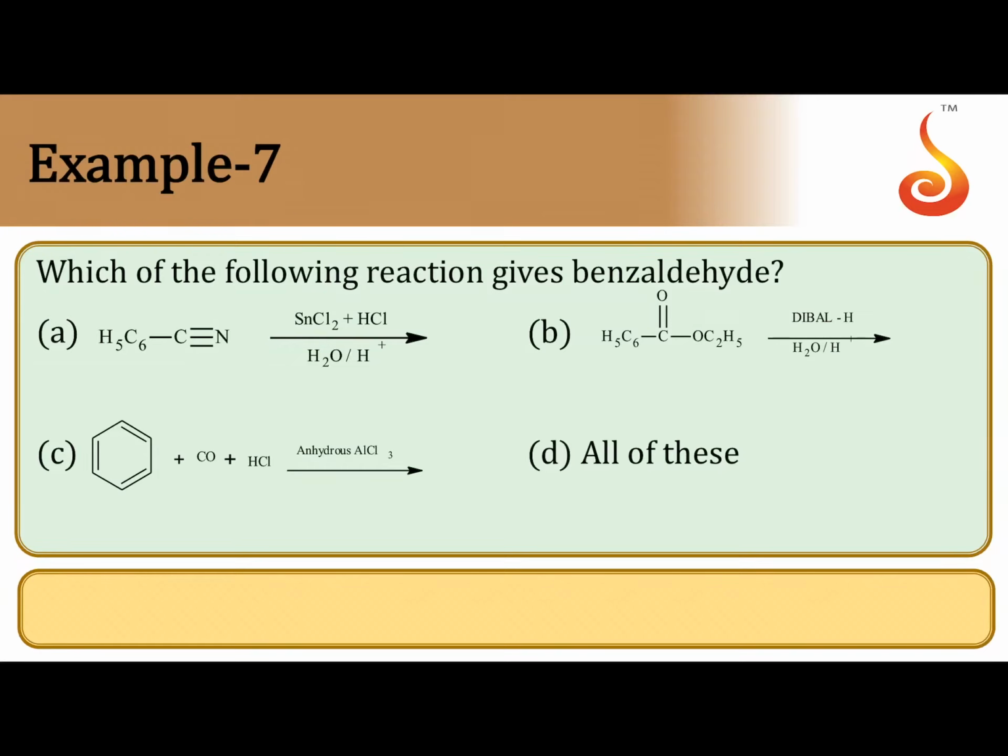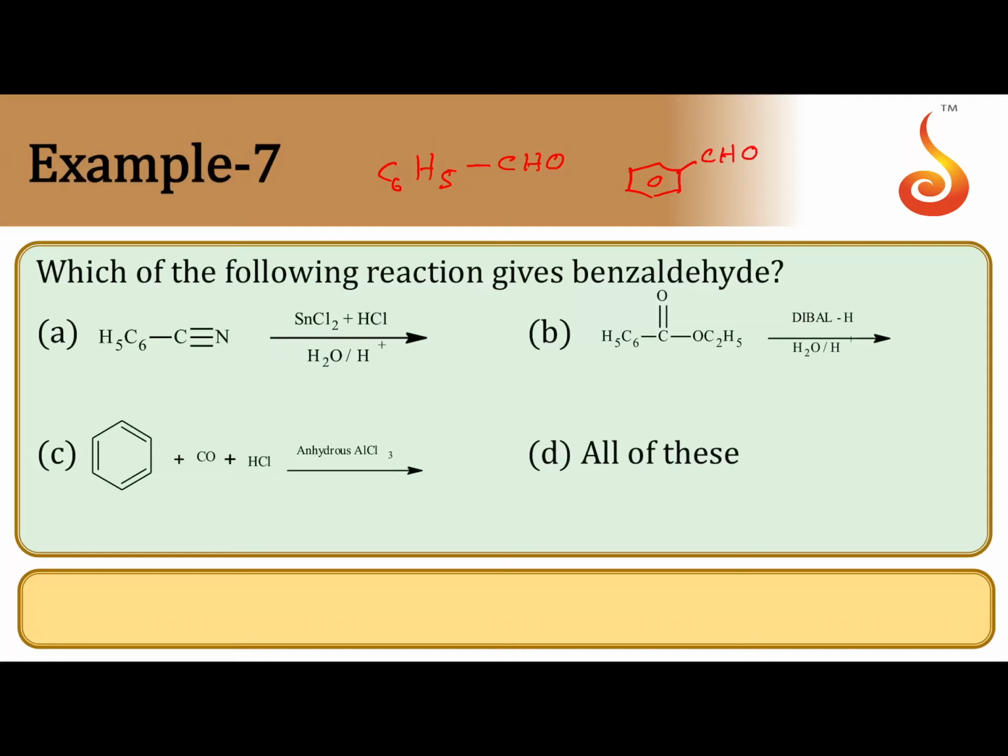Which of the following reactions gives benzaldehyde? Benzaldehyde is nothing but C6H5CHO. This is benzaldehyde. CHO is directly attached to the benzene ring. So which reaction can give benzaldehyde, that we are going to check.